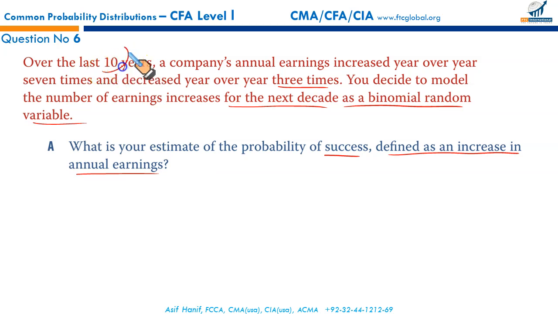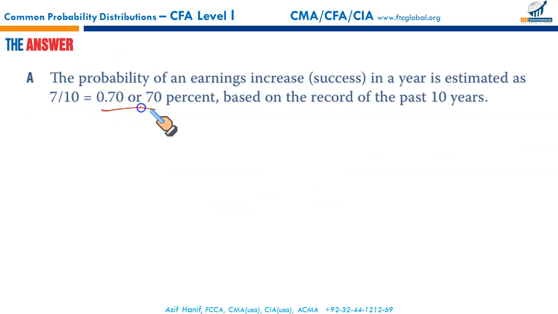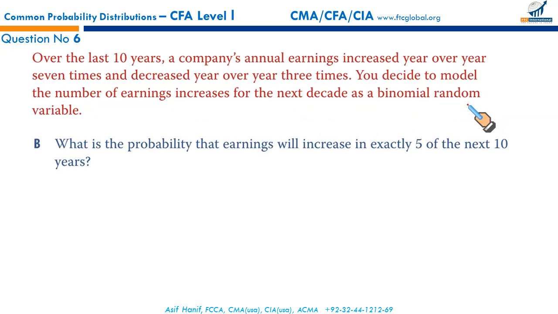Clearly, out of 10 years, 7 years witnessed an increase in earnings, so it's basically 7 out of 10. That is 0.7. And then if this is p, then what's going to be q, or 1 minus p? It's 0.3. So that's what we're looking for, 0.7 or 70%, based on the record of the past 10 years. Next question. What is the probability that earnings will increase in exactly 5 of the next 10 years? Exactly 5 out of the next 10 years.